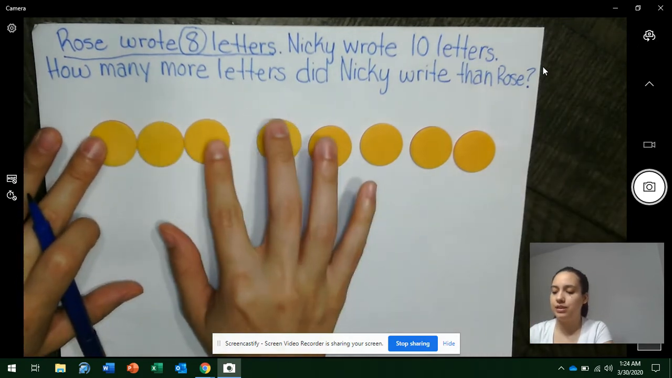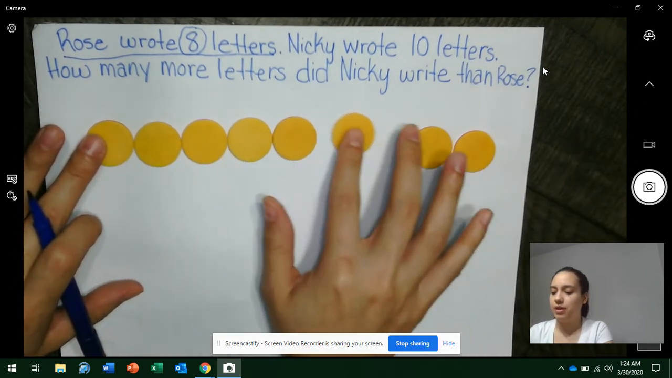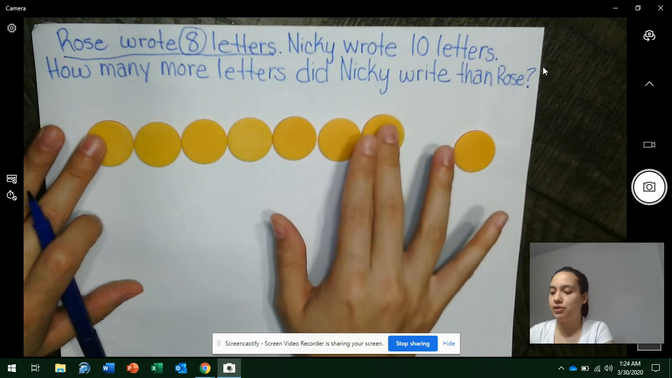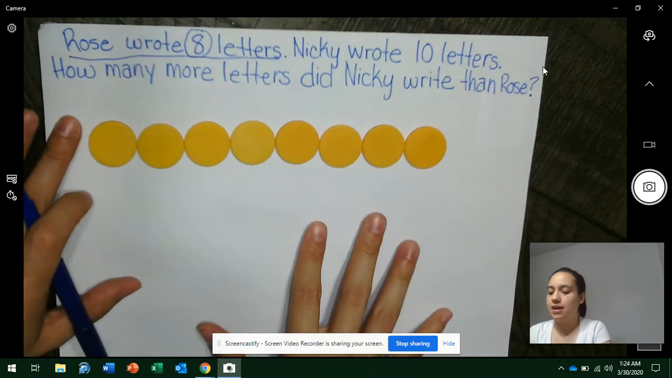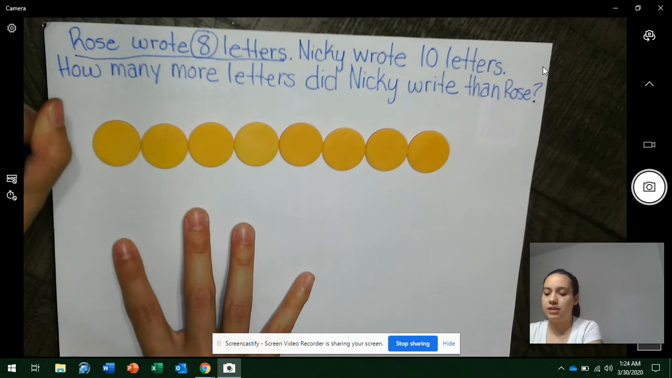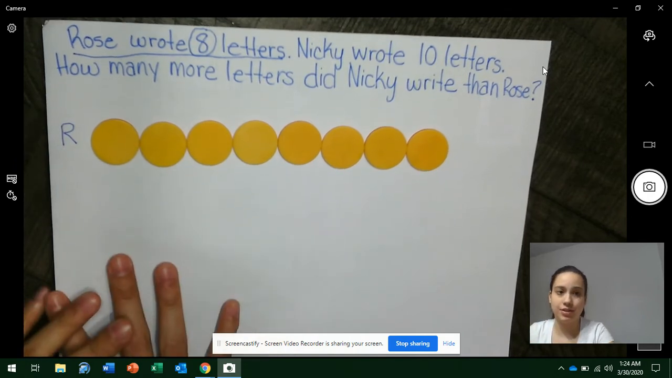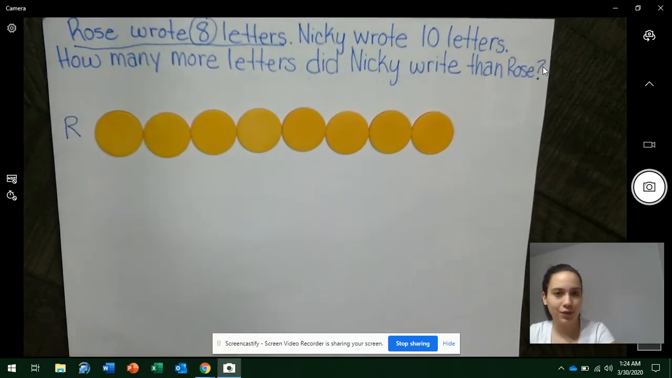So these are Rose's 8 letters. I'm going to go ahead and put them closer. You have your circles. And we label them with an R because these are for Rose's 8 letters. So go ahead and press pause in the video. And when you're ready, press play when you've drawn the 8 circles.